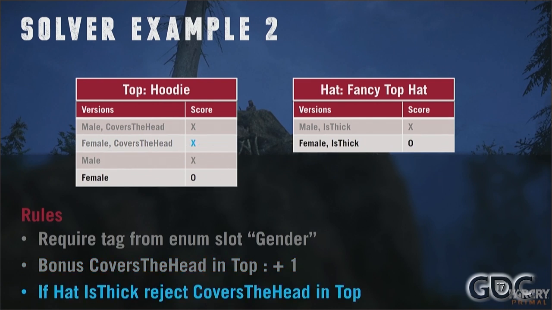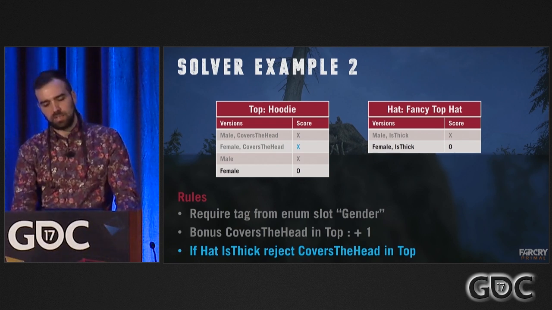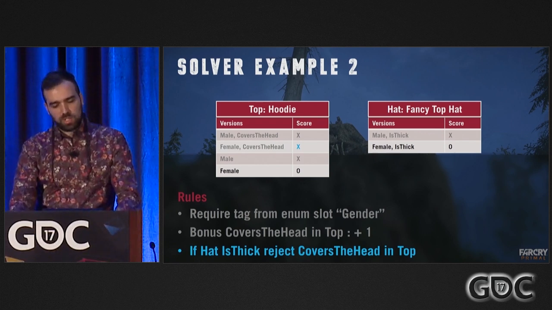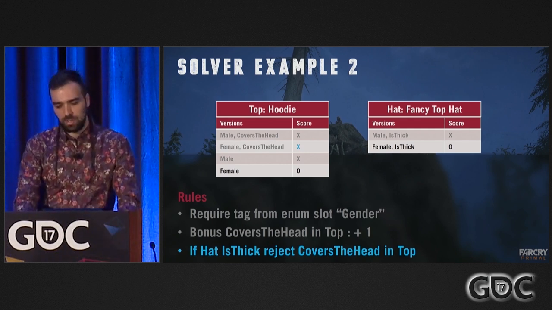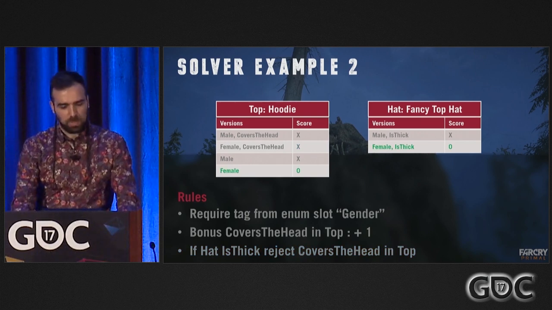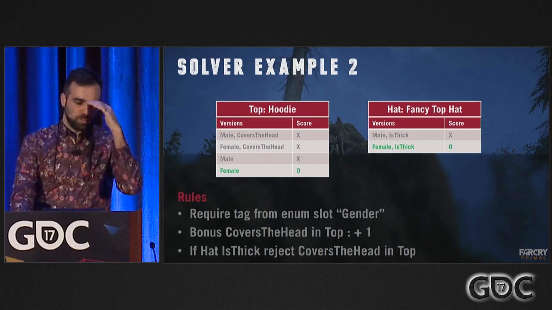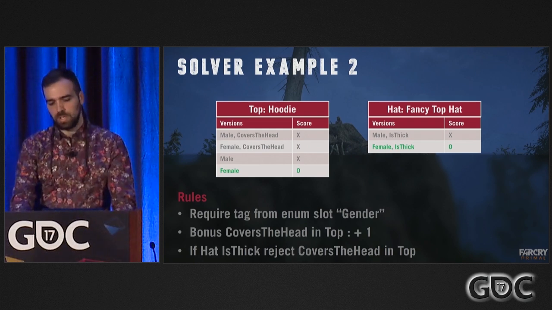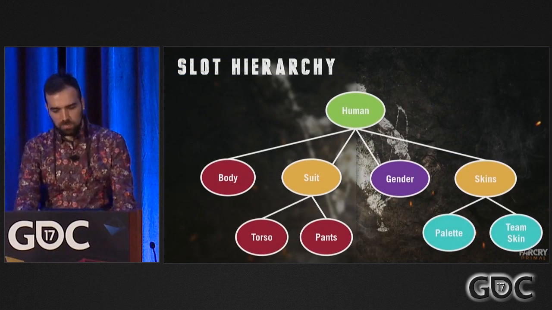But then we run the last one, and we look at all the available versions in the hat, and we see that the tag is thick, and this rule is rejecting the covers the head tag in the hoodie. So now the solver has finished selecting the right mesh versions, and you can see that the character would have the hat on the head, and she would not have the hood on her head at the same time. So that's how the solver works.